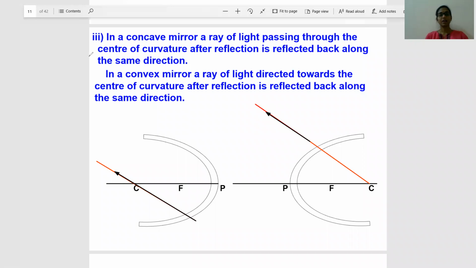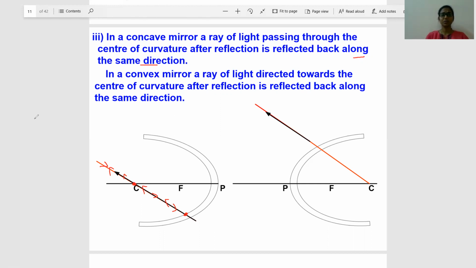The third ray rule is: in a concave mirror, the ray of light passing through the center of curvature, after reflection, is reflected back along the same direction. The ray which passes through the center of curvature like this falls on the mirror. After reflection, it is coming back in the same direction. It retraces its path. It just passes through the center of curvature and comes back along the same path.